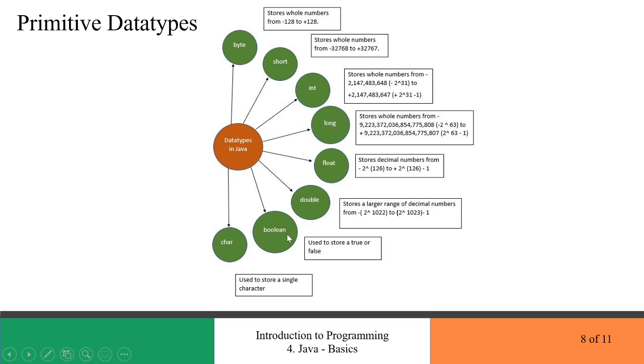Boolean is a special data type which is used to store either a true or a false value. Char, as the name indicates, is used to store a single character. Programmers are allowed to choose any of the 8 primitive data types that are present as part of the Java language.